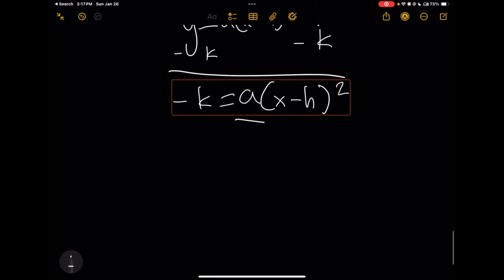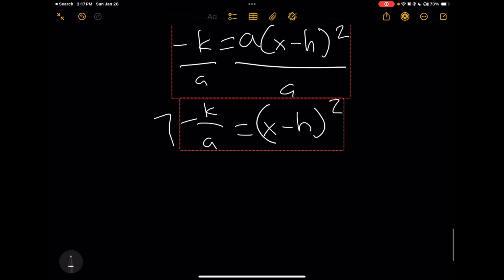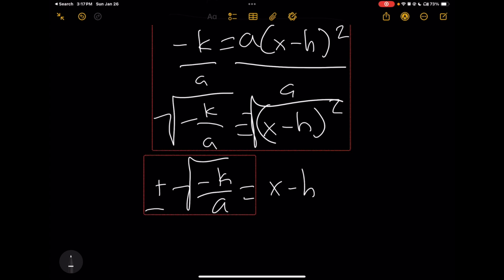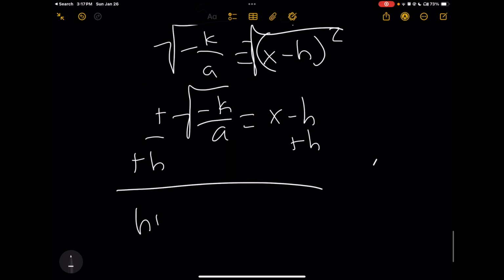So now get rid of the a. So negative k over a equals x minus h all squared. Take the square root of both sides. So we get positive or negative square root of negative k over a equals x minus h. Add h to both sides, and you get this: h plus or minus the square root of negative k over a equals x.